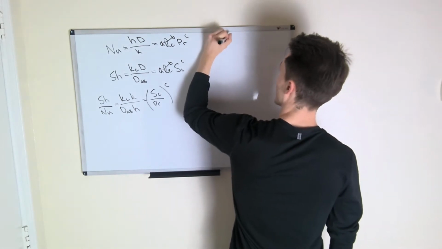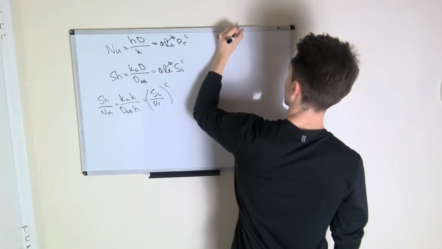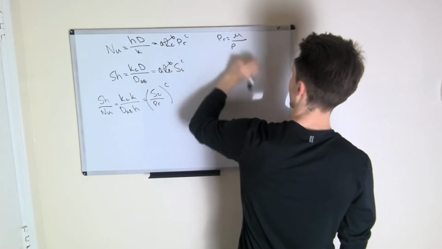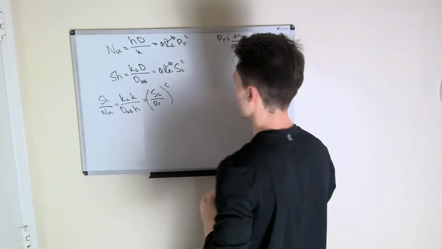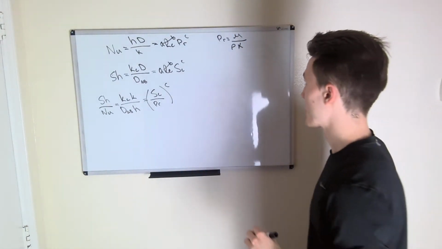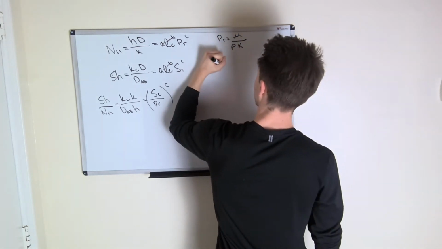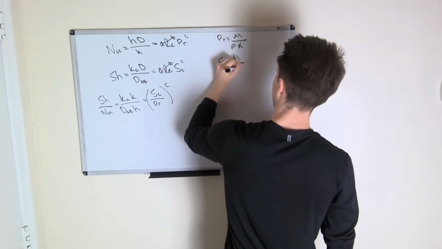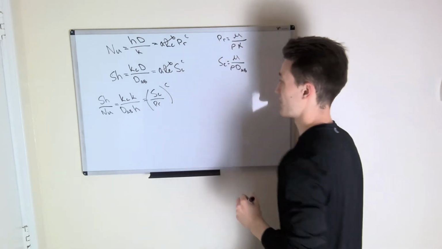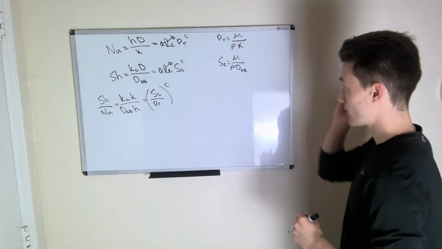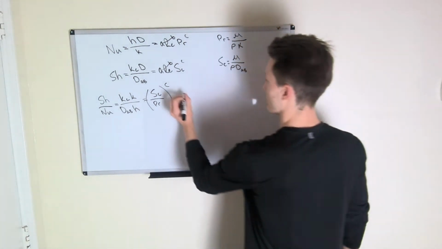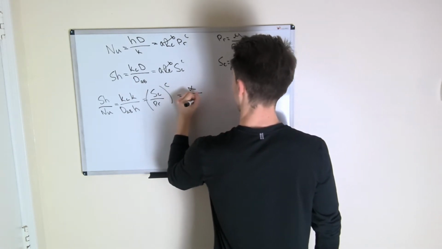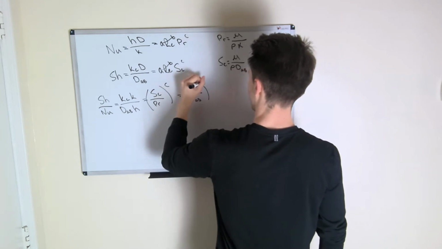So the Prandtl number is equal to our viscosity over density multiplied by our thermal diffusivity. And the Schmidt number is equal to our viscosity over density multiplied by our diffusion coefficient. So dividing these two values, we get the thermal diffusivity over the diffusion coefficient raised to a power C.